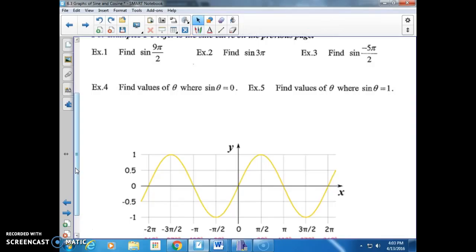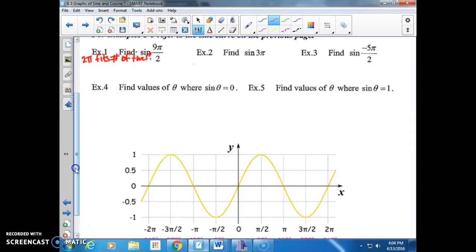I know that it's not the exact same thing, but the sine of 9 pi over 2. So if we think about 9 pi over 2, I want to think how many 2 pi's fit into that. So 2 pi fits what number of times?